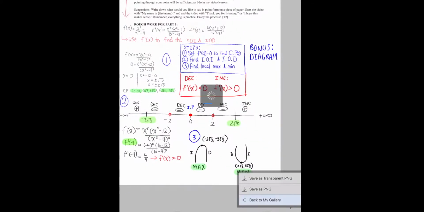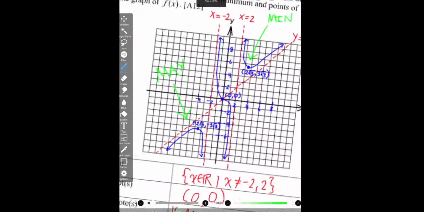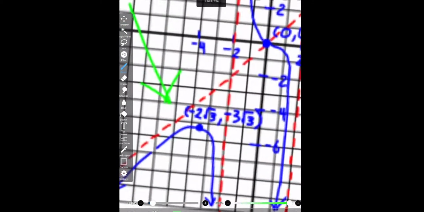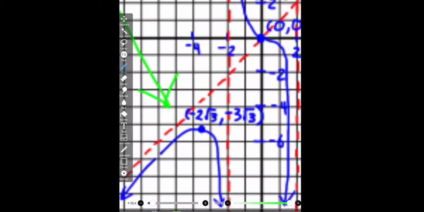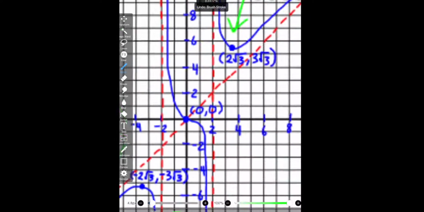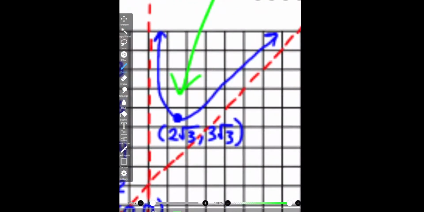To summarize this visually, in the first part of the test, we had to graph this equation. So as you can tell, the local maximum is (-2√3, -3√3) at the bottom right over here. And the local minimum is (2√3, 3√3) at the top over here.